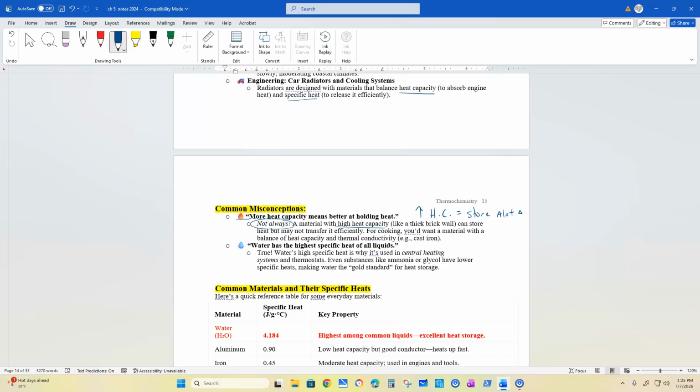For cooking, you'd want a material to balance the heat capacity and the thermal conductivity. So that's why we use cast iron, we use stainless steel, we use copper pans, aluminum not so much, because aluminum doesn't hold as much heat as cast iron.